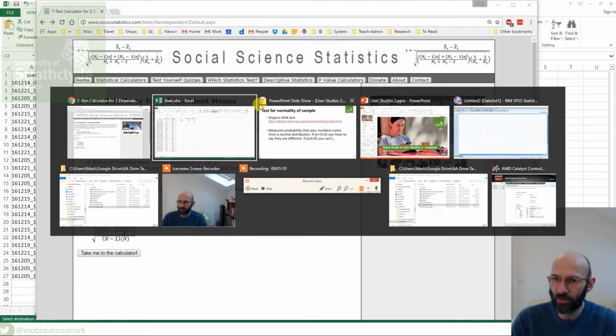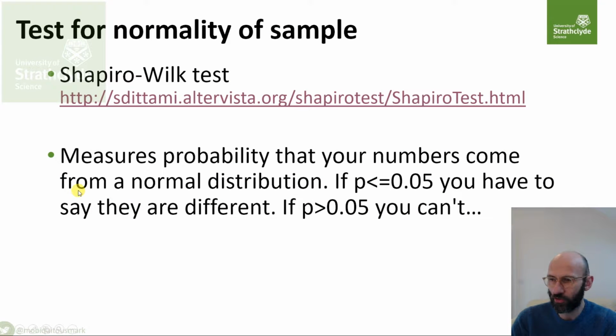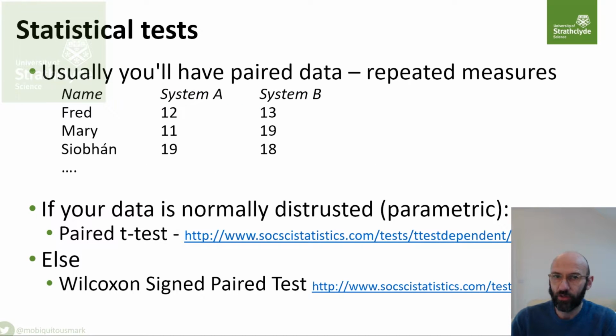One of the reasons you have to do a normality test is to decide what statistical tests you can do. Some of them require your data to follow normal distributions, and they're usually the better test you can use if you can get away with it, but you have to test for normality first. This measures the probability that your numbers come from a normal distribution. If the probability is less than or equal to 0.05, you have to say they're different. If it's greater, you can't say they're different, and in this case you can conclude that it's reasonable to proceed with a normal test.